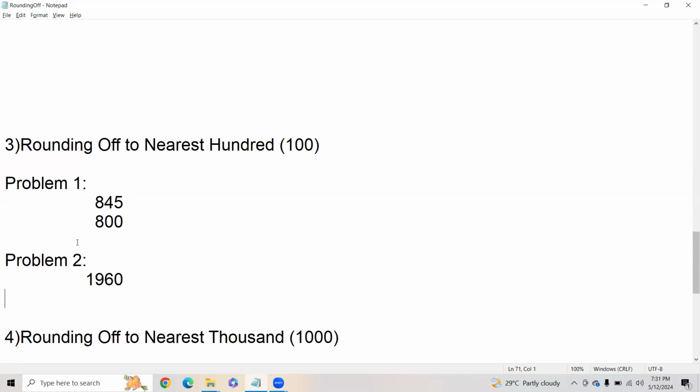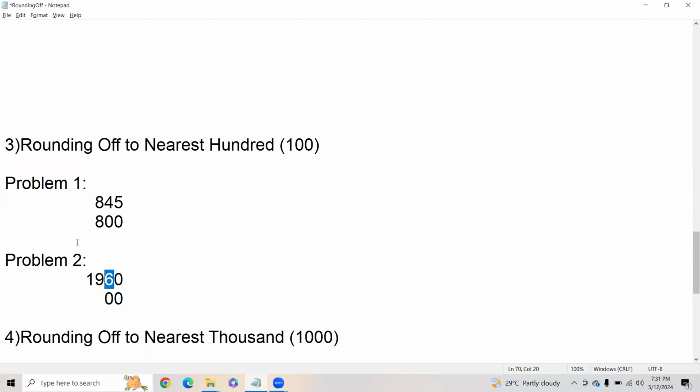Let's look at the next problem. 1960. We have to round it off to nearest 100. So how many zeros are there in 100? We have 2 zeros. So we are going to put 00 first here. Now again ask yourself, how many zeros in 100? 2. So check the second digit from the right hand side. So second digit from the right hand side is 6.